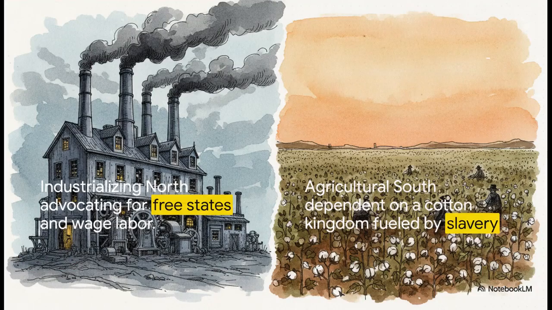As the country expanded its borders all the way to the Pacific, it was tearing itself apart from the inside. You basically had two completely incompatible systems colliding. On one side, an industrializing North advocating for free states and wage labor. On the other side, an agricultural South absolutely dependent on a massive cotton kingdom, one that was fueled by millions of enslaved African Americans. Every single time a new Western territory was added, it sparked a toxic, fiery debate over whether slavery would be permitted there, pushing the young republic toward a vicious breaking point.